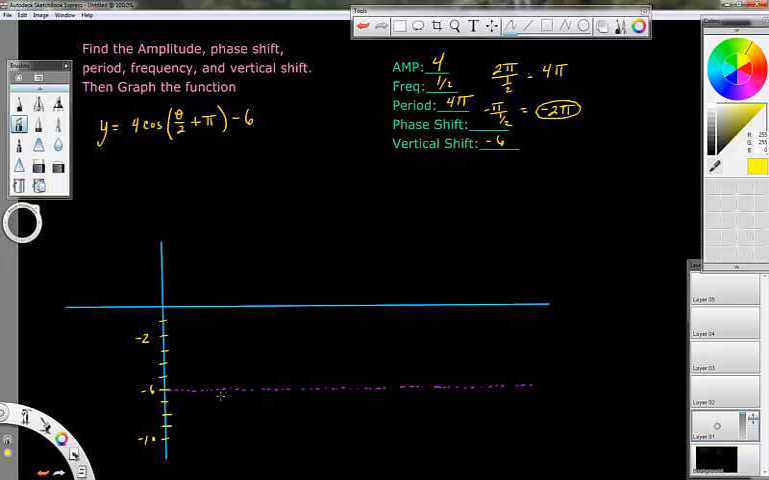So let's go ahead and figure out some sort of grid to this. So if our period is 4 pi and I want to graph a period, then I'm going to put the marks.